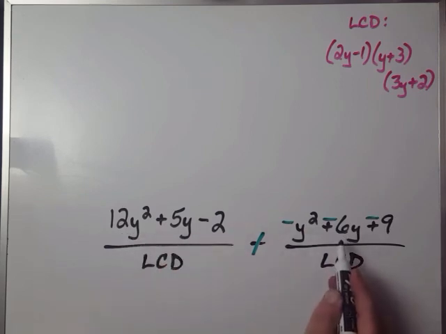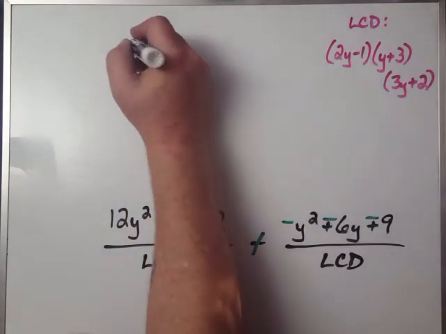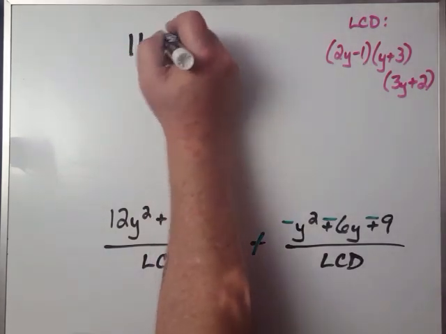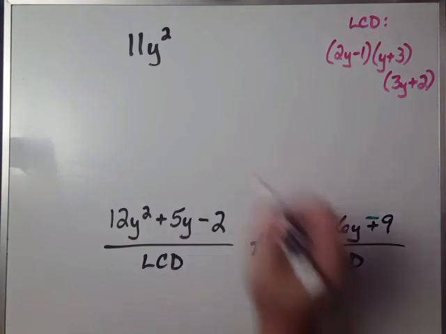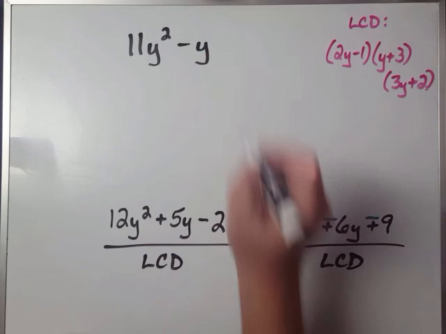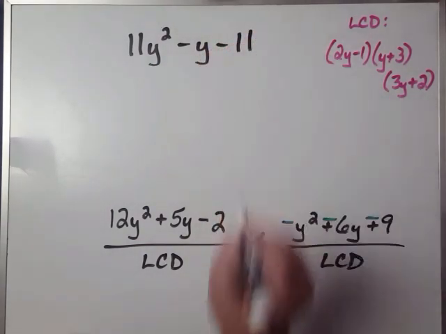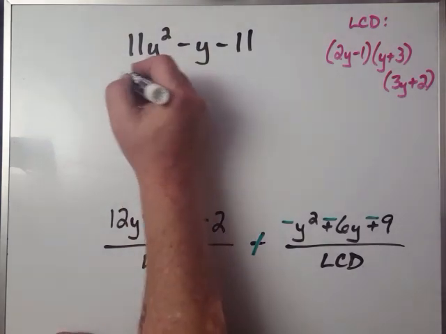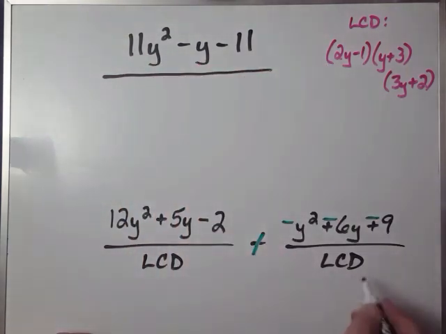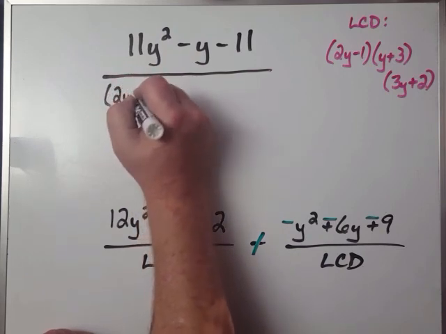So as I combine like terms here in these numerators, 12y squared minus y squared is 11y squared. Plus 5y minus 6y is minus y. Minus 2 minus 9 is minus 11. Now, this could be my final answer. If that numerator won't factor, this will be my final answer. So let me not use my abbreviation, but actually write this crazy least common denominator back in place.